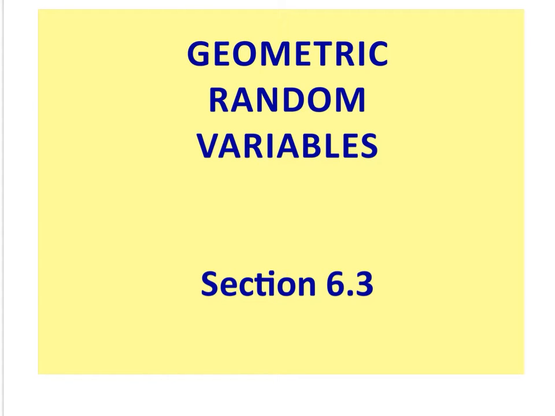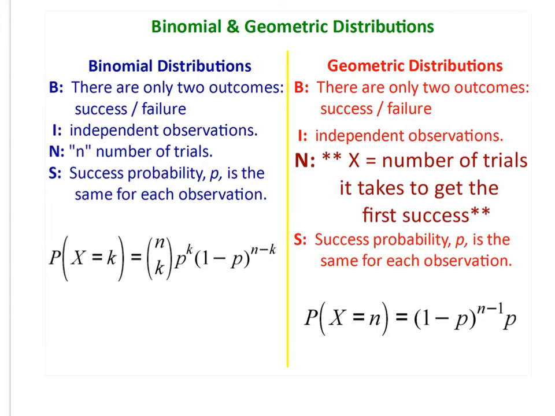Hello, so today we are talking about geometric random variables. Now, geometric random variables are similar to binomial random variables, but a little bit different, and we're going to talk about those differences today. So, if we compare binomial distributions and geometric distributions side by side, let's take a look at their differences and similarities.